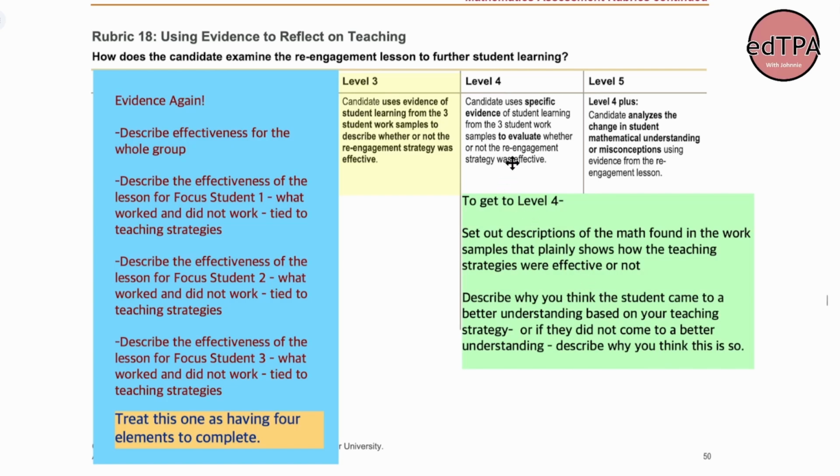So this is about the evaluation part, and the first is about specific evidence. Specific evidence, much more detail regarding the student's work. And then for the second part, the evaluation, you're giving some description of why you think things came about the way they did.